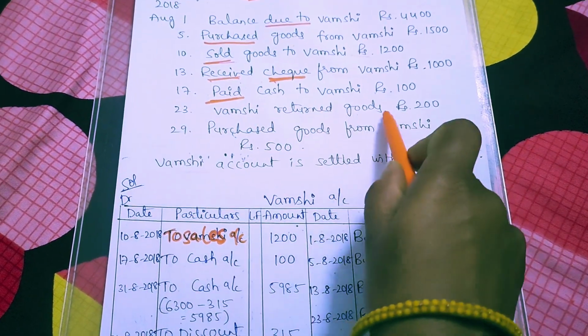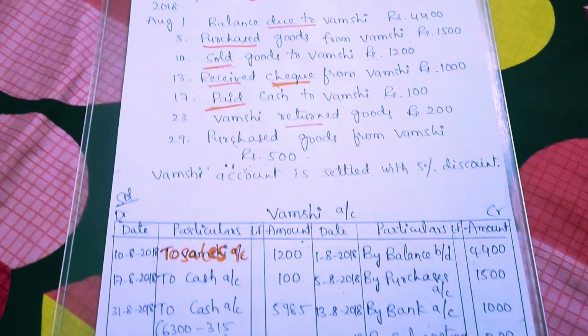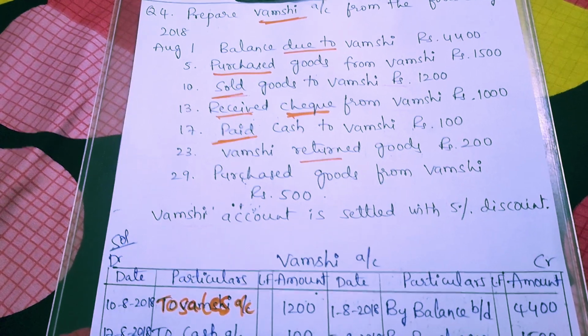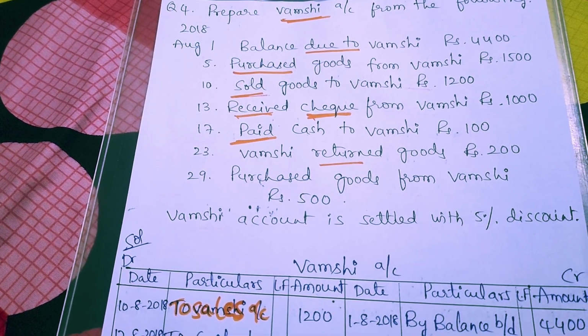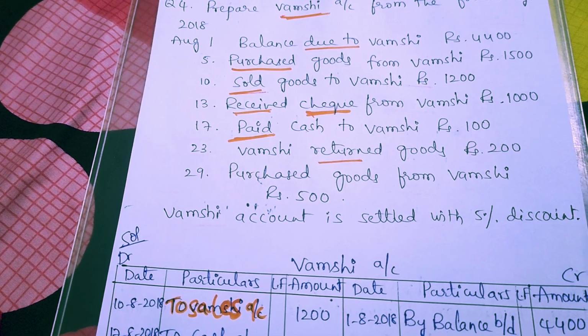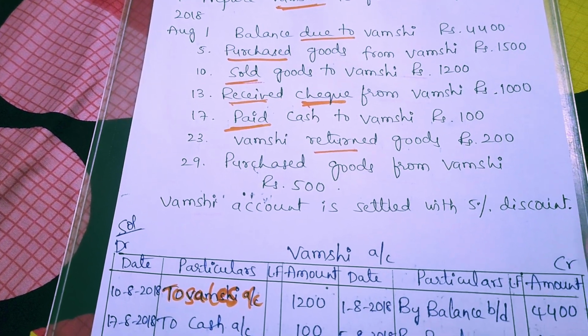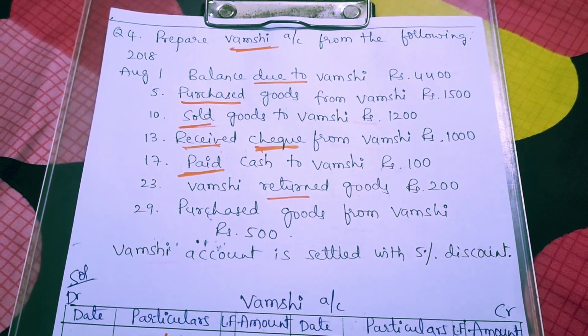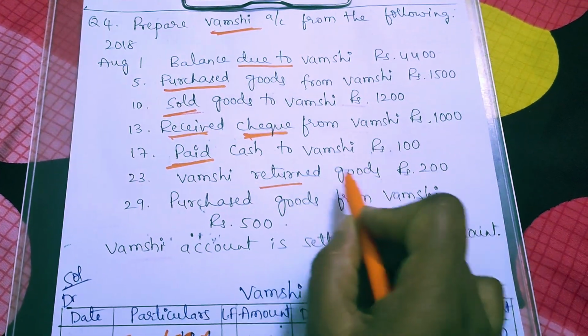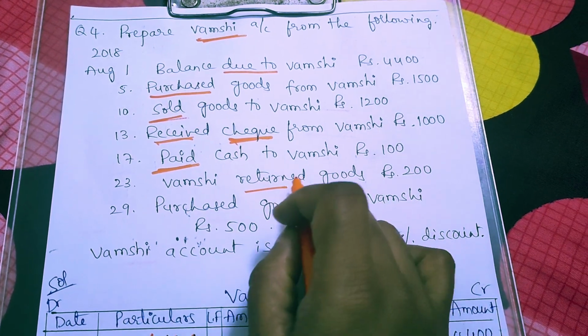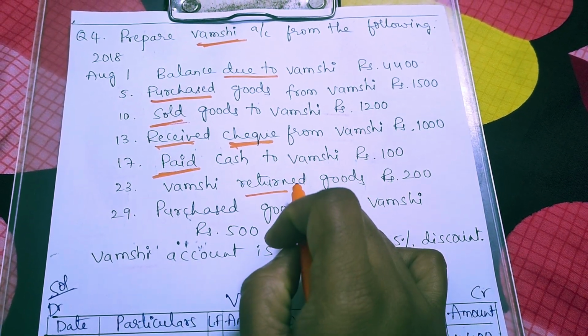23rd. Vamshi returned goods. Returned. Returns are two types. Purchase returns or sales returns. How to decide? I said after returns in that sentence, "to". If the word "to" is given, that is purchase returns. If it is not there, it is sales returns. So here Vamshi returned goods. We don't have the word "to". So it is sales returns.